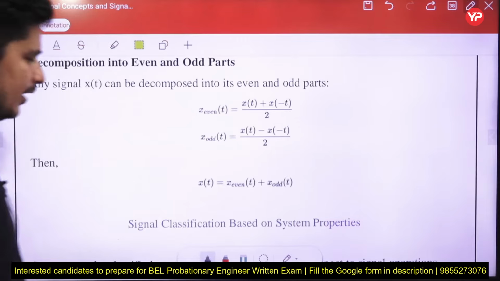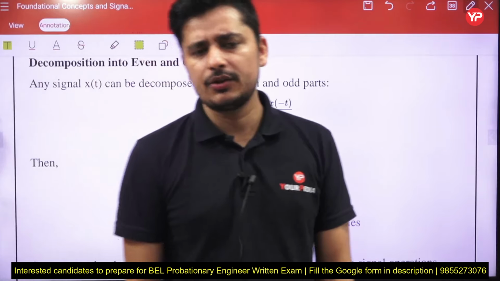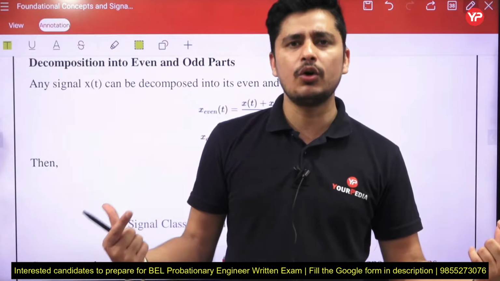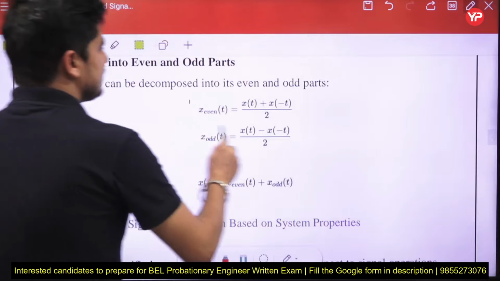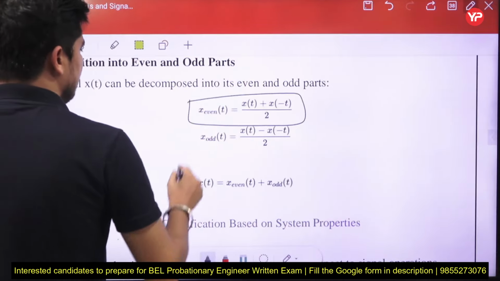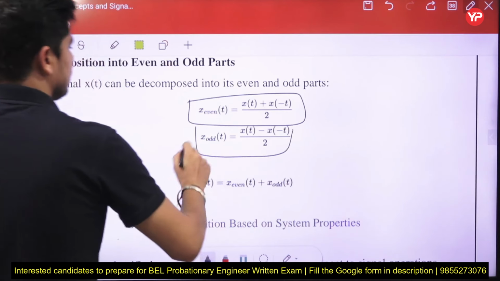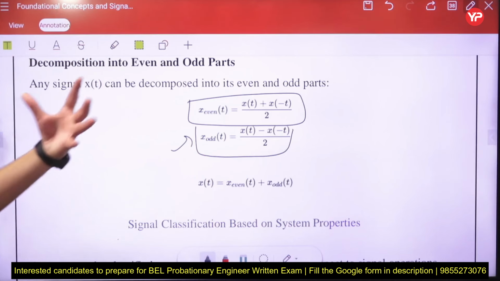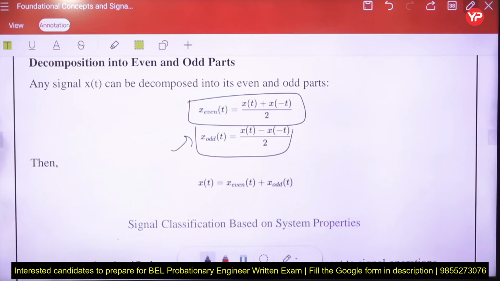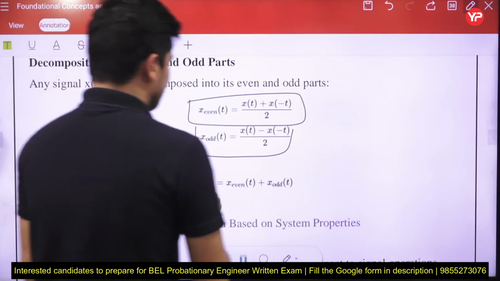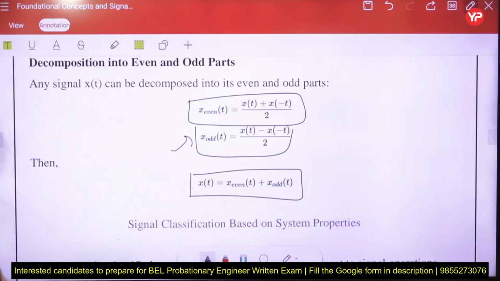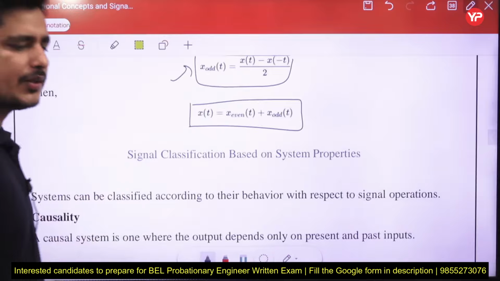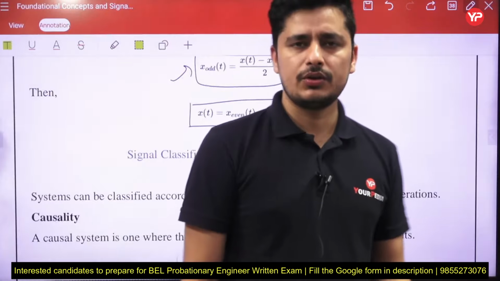Decomposition into even part and odd part. If any signal is neither even nor odd, then generally we decompose it into two parts: the even component and the odd component of that signal. The even part is given by this formula, x(t) plus x(minus t) divided by 2, and the odd part is given by x(t) minus x(minus t) divided by 2. If you know the even part and the odd part of any signal, you can reconstruct that signal by using this formula, x(t) equals x_even(t) plus x_odd(t), right? So these are the basic properties of signals which you should know before going to the next things.